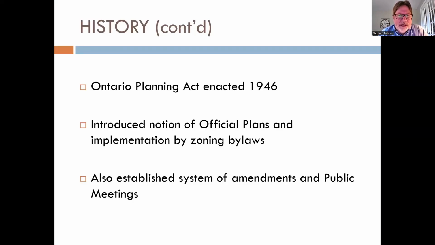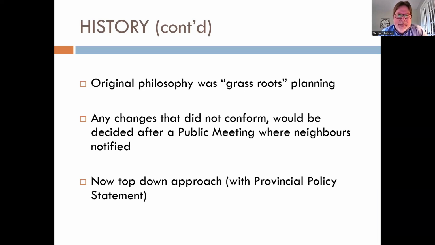In terms of history, the first Ontario Planning Act was enacted in 1946, and this introduced the notion of official plans and implementing zoning bylaws, and also established a system of amendments and public meetings. The original philosophy at the time was grassroots, that things came from the bottom up, from the community, and any changes that didn't conform with the plan or bylaw were decided at the public meeting, where neighbors were notified and knew what was going on with particular properties.